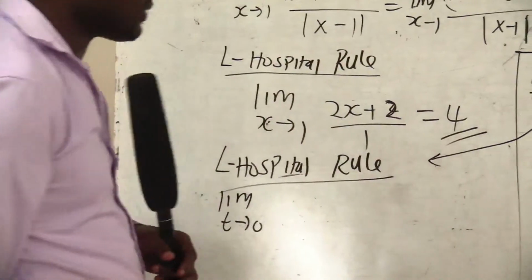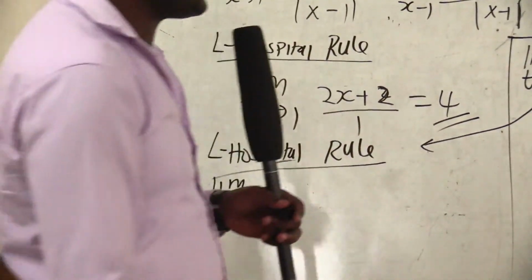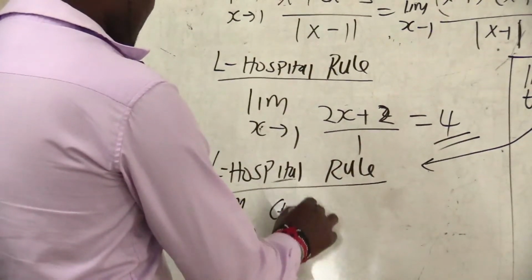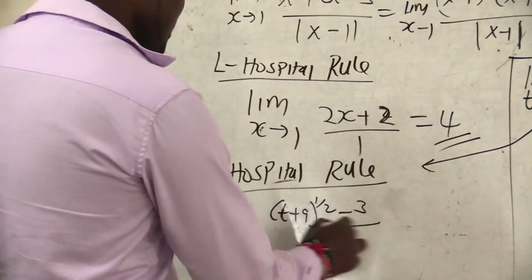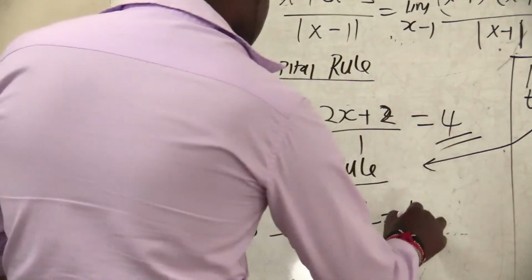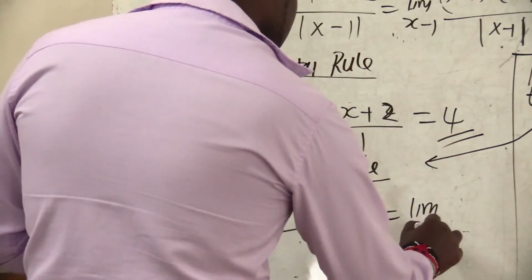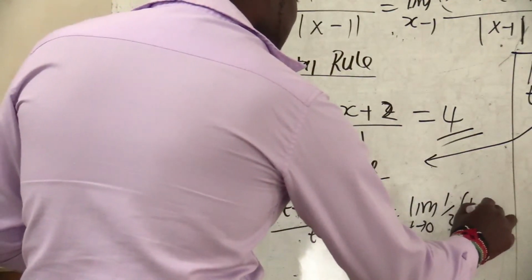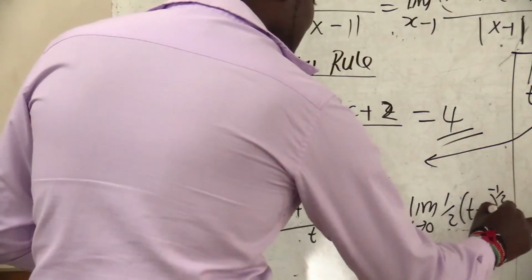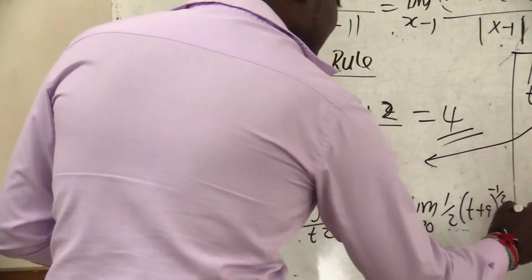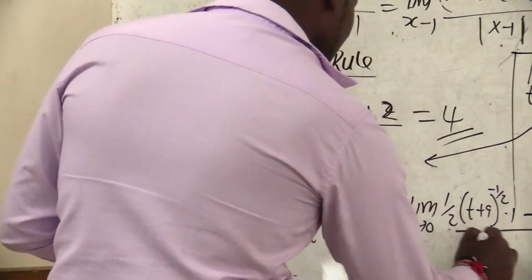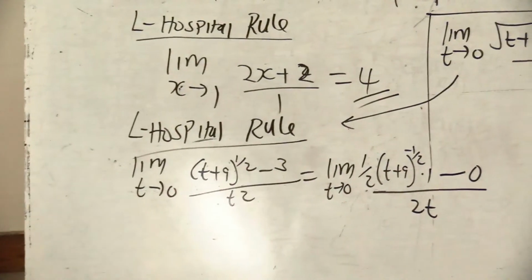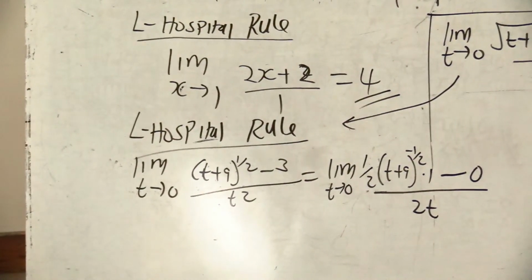When I differentiate that one, I know that this was like (t+9) to power half minus 3 all over t squared. So when I differentiate this one, I'll get half, then (t+9) to power negative half times 1, because when you differentiate inside, you get plus 1, all over 2t. As you can see, I'll get that one all over 2t.